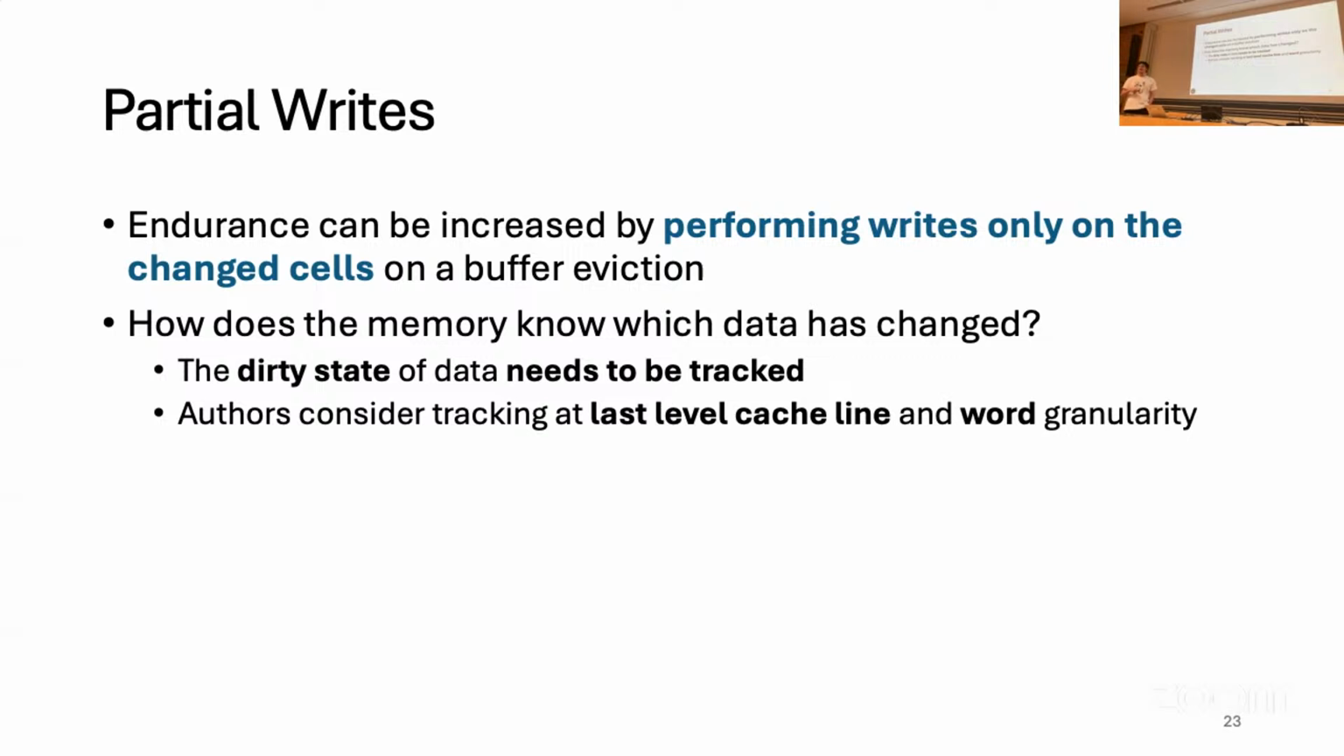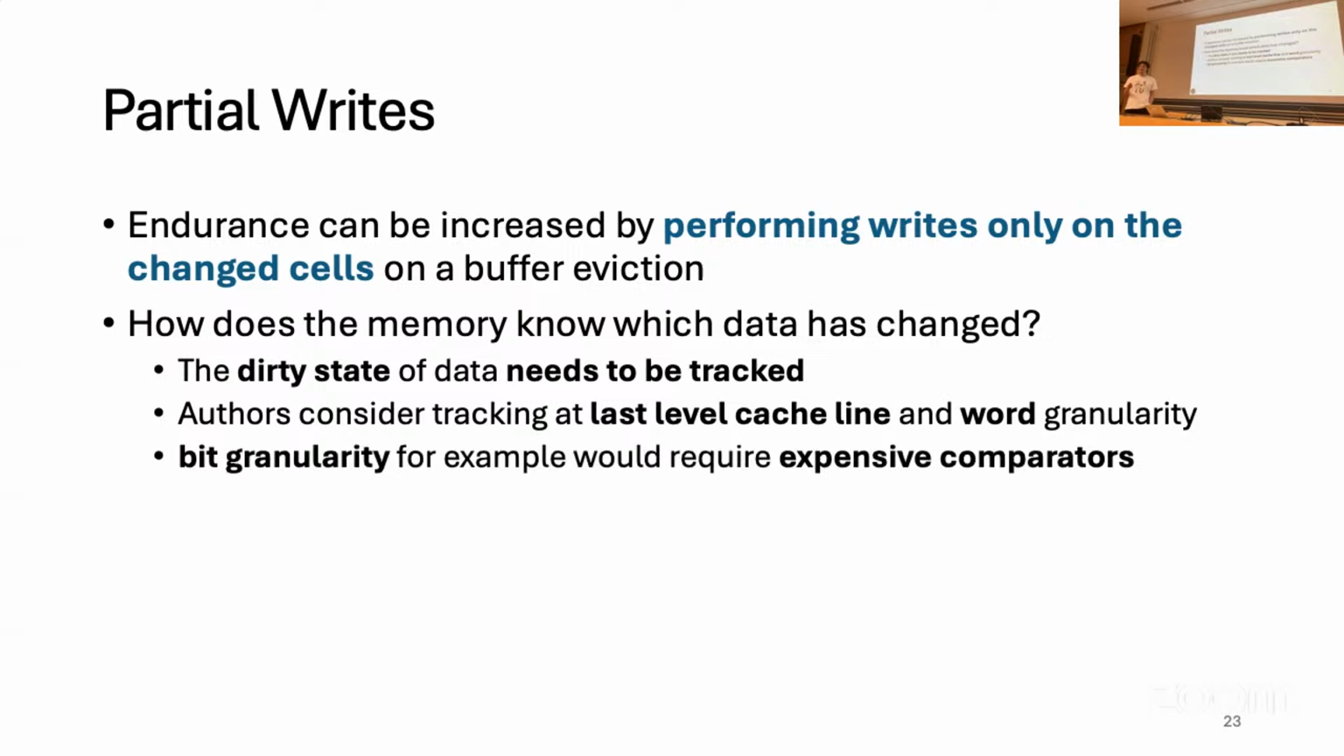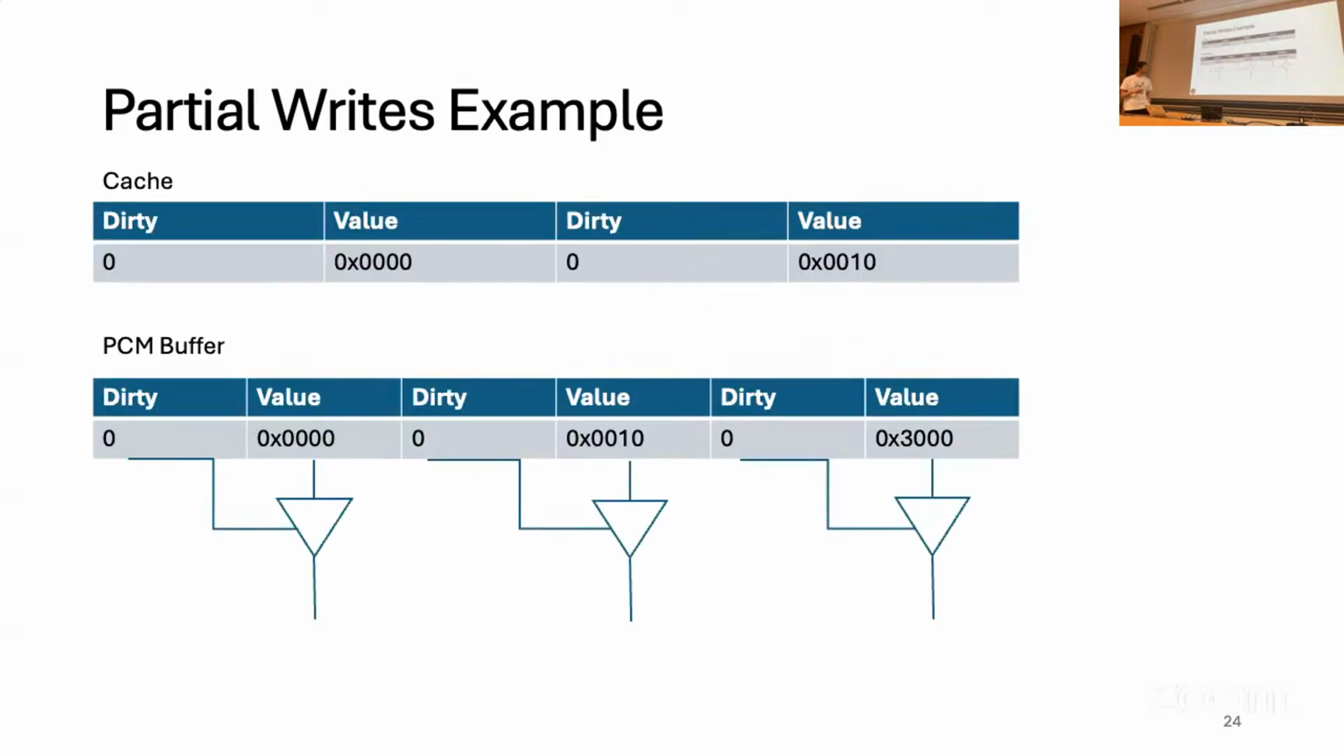So we can keep this at different granularities. We can keep it for every cache line, or we can even keep it for every word. And technically we could keep it for every bit, but at the bit granularity, we would need expensive comparators to really figure out exactly what bit has changed. And at the word level or at the last level cache line level, we can keep track of it more easily. So that's the only thing the authors consider in this paper.